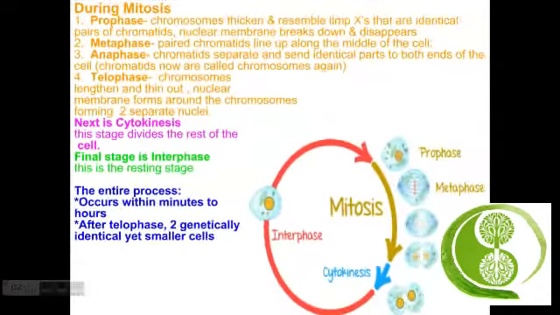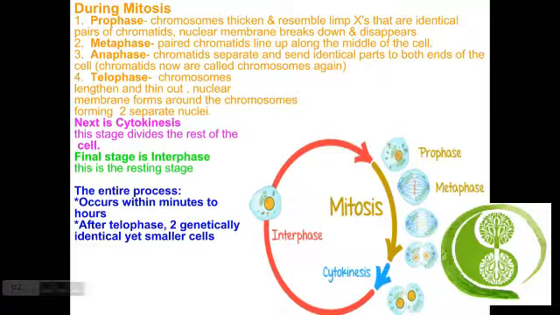So what happens during mitosis? During mitosis, this is the process of the nucleus actually dividing. There's 4 phases in mitosis, which is the first phase of the cellular division. So the first one is prophase.